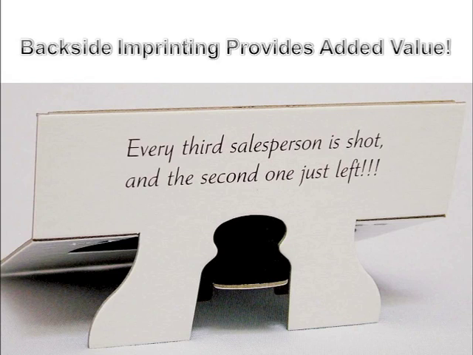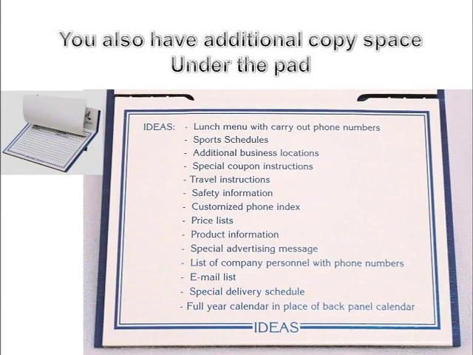They gave that to the receptionist, but now what did the receptionist do? The receptionist gets the calendar. They read the back. It says every third salesperson is shot, and the second one just left, so they chuckle a little bit, ha, ha, ha. But they place it out on the counter. Why did they place it out on the counter? Because the calendar had added value.